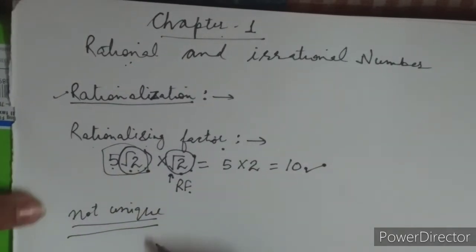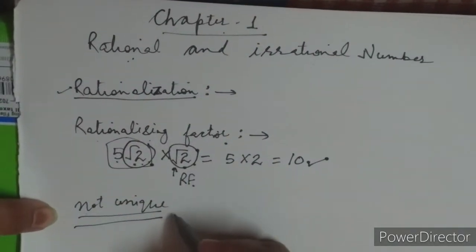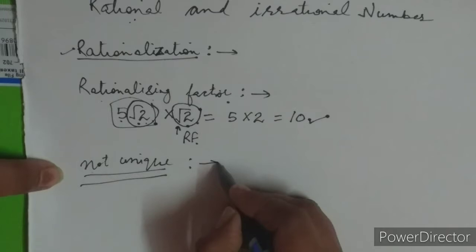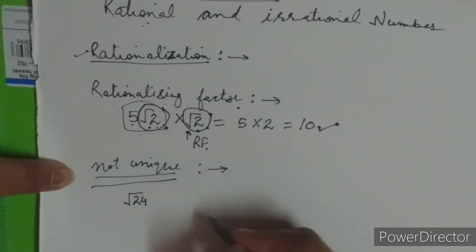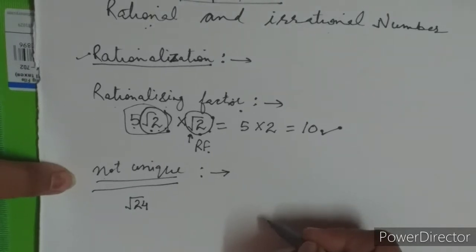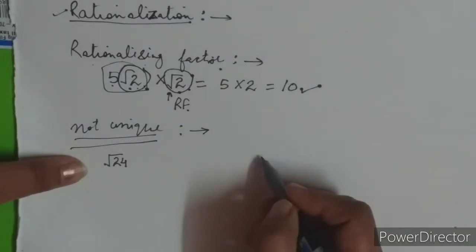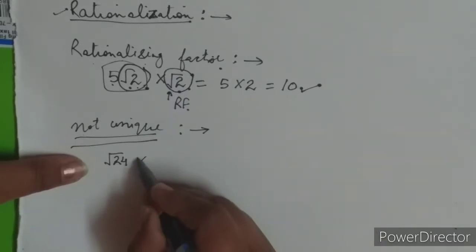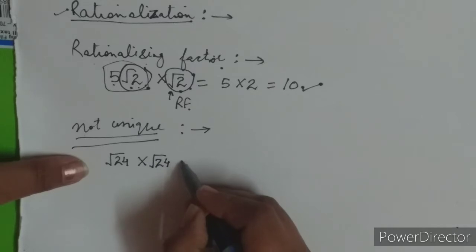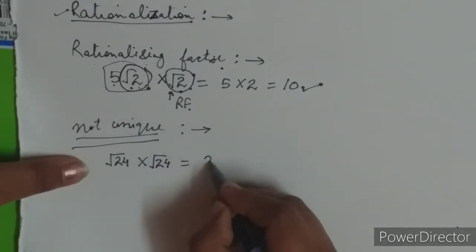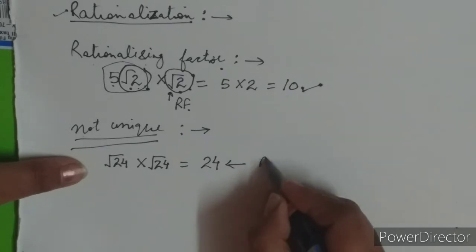Now, why do I say that the rationalizing factor is not unique? Let me take an example. Suppose I have the number square root of 24 and I want to change it into a rational number. My first idea is to multiply it by one more square root of 24, so that the answer is 24 only. It is again a rational number.